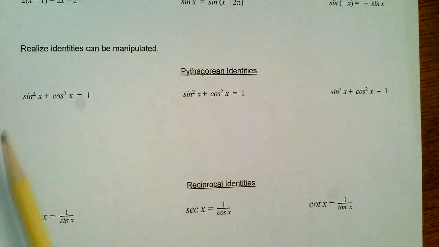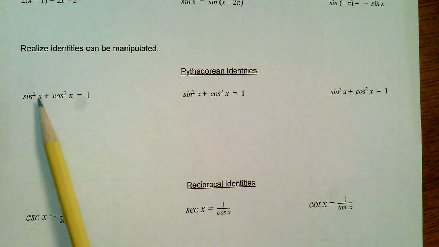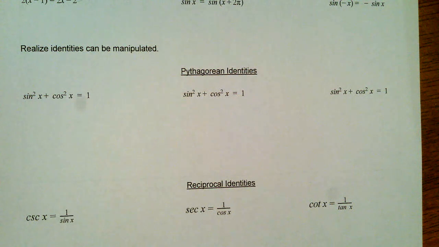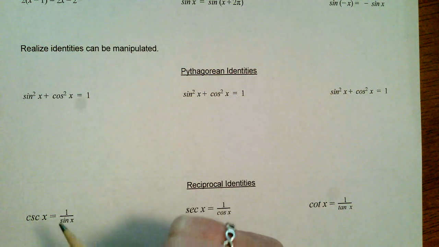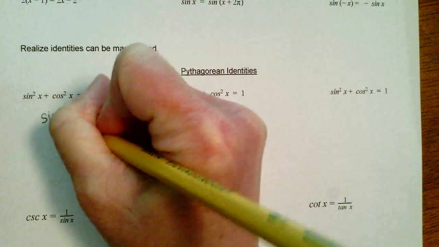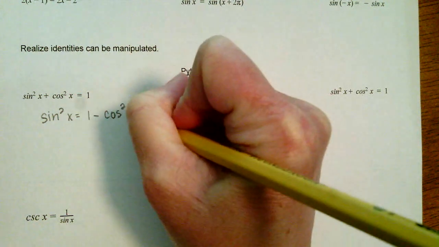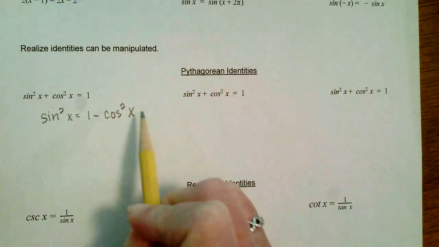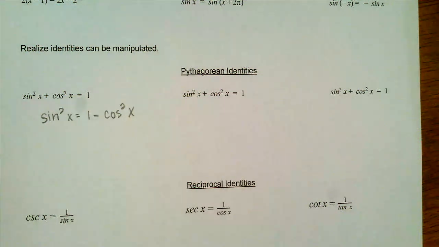Okay, so I think that you all will remember the Pythagorean identity sine squared of x plus cosine squared of x equals 1. I just want to show you, if we were to subtract cosine squared of x from both sides, we would get sine squared of x equals 1 minus cosine squared of x. Okay, those are going to be equivalent. We just manipulated this equation a little bit by subtracting cosine squared x from both sides.